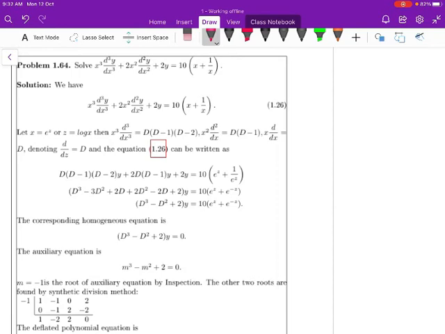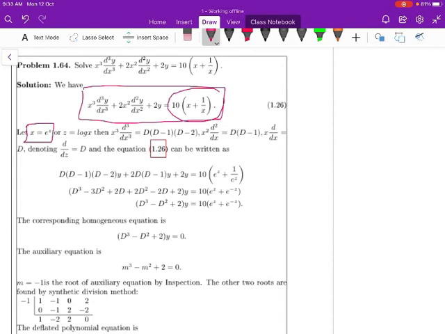Now let us move to the next problem. Solve x cube into d cube y by dx cube plus 2x square into d square y by dx square plus 2y is equal to 10 times of x plus 1 by x. So again it is a Cauchy-Euler third order linear differential equation, where f of x is equal to 10 into x plus 1 by x. You have to convert from variable coefficients to constant coefficients by taking the transformation x is equal to e power z, or z is equal to log x.